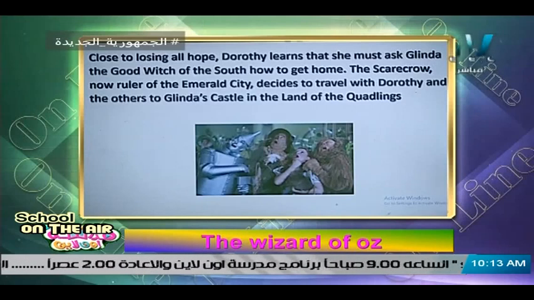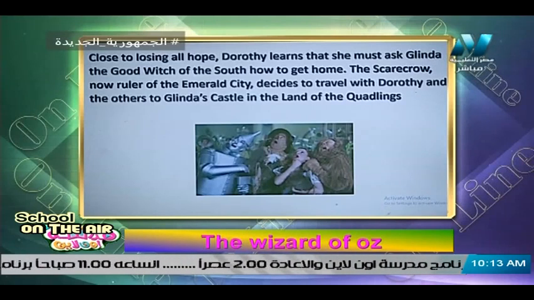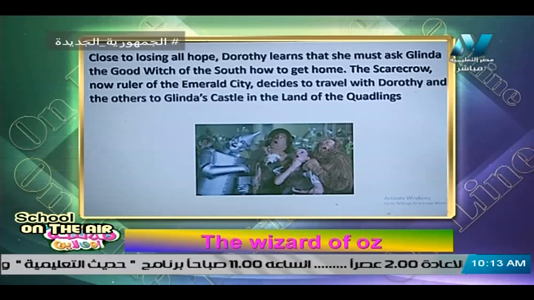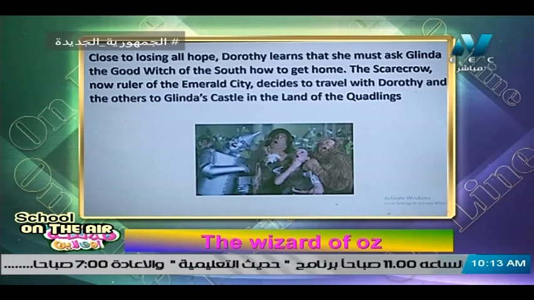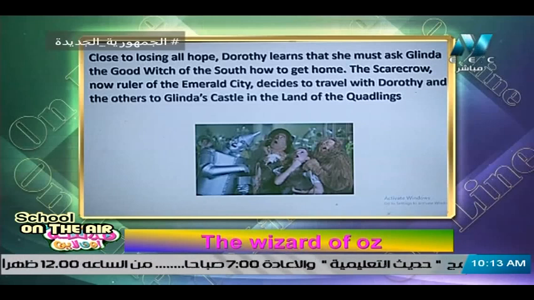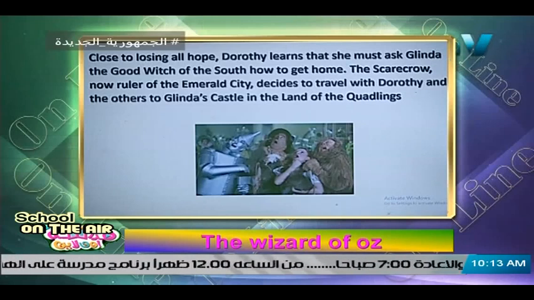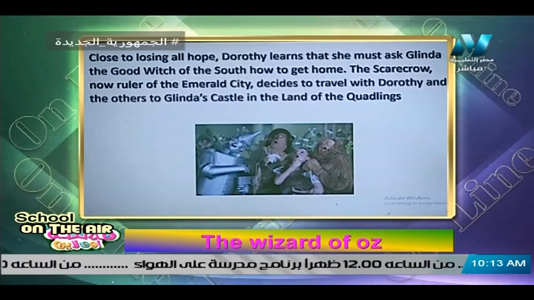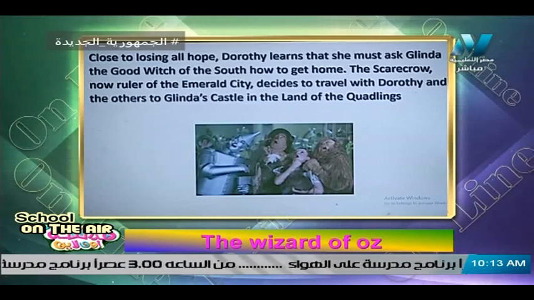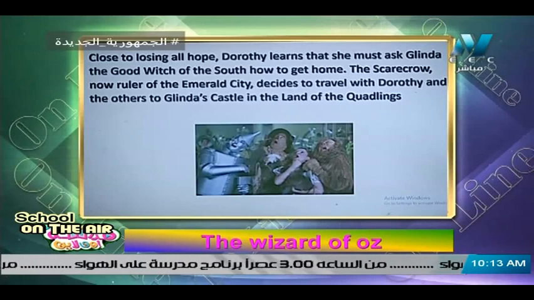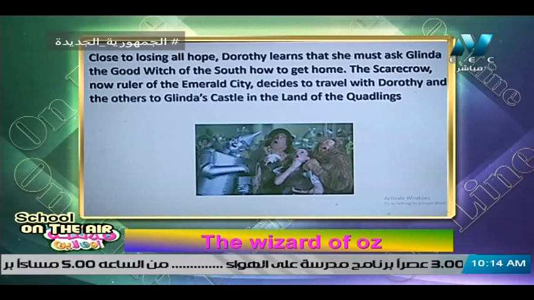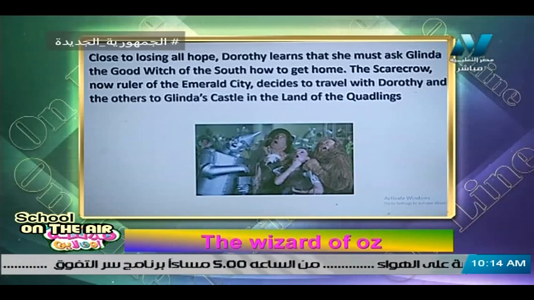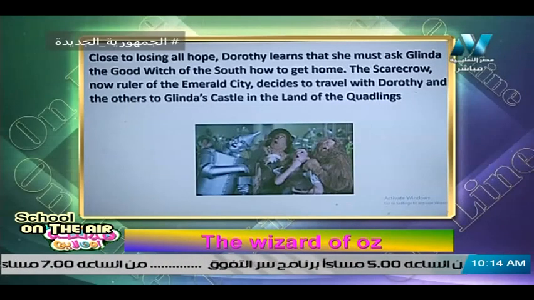The Scarecrow, now ruler of the Emerald City, decides to travel with Dorothy and the others to Glinda's castle in the land of the Quadlings. دلوقتي اللي Scarecrow بعد ما بقاله مخ أصبح هو الحاكم بتاع Emerald City، وبيقرر إن هو يروح مع دوريثي والآخرين لقلعة جليندا في أرض الكوادلينجز، وطبعا برضو بتقابلهم الصعاب.